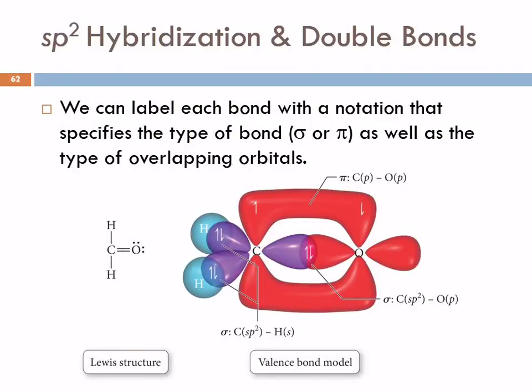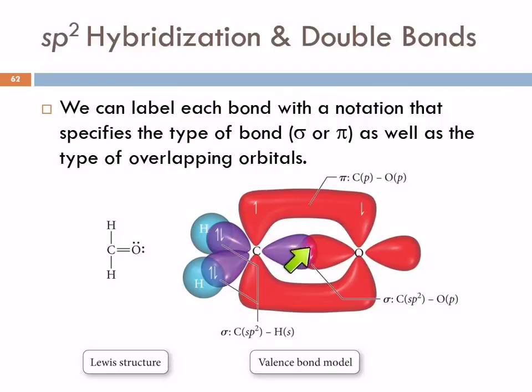So we sometimes label these with a notation that specifies the type of bond. So this one is a pi bond, so we would identify that as pi. And this is the overlap of a p orbital on the carbon with a p orbital on the oxygen. And this is the kind of thing we're going to need to do in the worksheet today.